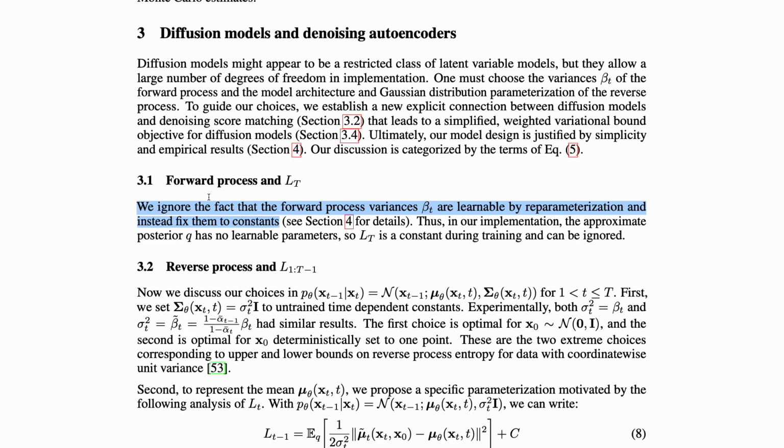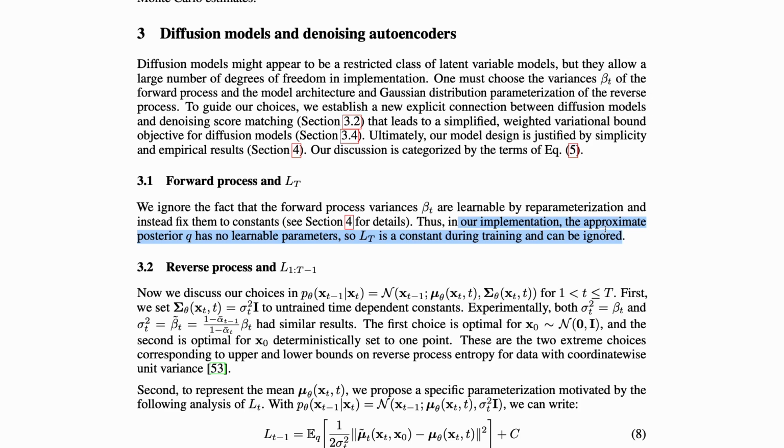Because it seems to be the noise that we are adding. And if we are even learning the noise that we are adding, then the model may be able to cheat, right? It may just do beta t equal to 0, and if we just learn them, then the model will just predict the same thing in every next step. Thus in our implementation, the approximate posterior q has no learnable parameters, so LT is a constant during training and can be ignored. Okay, LT is constant.